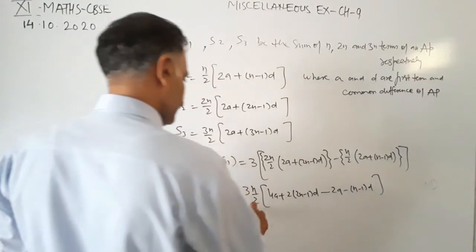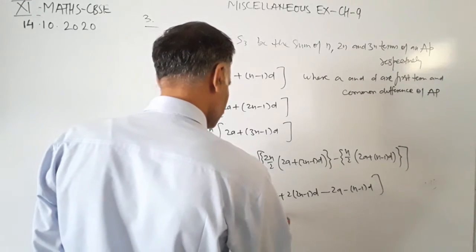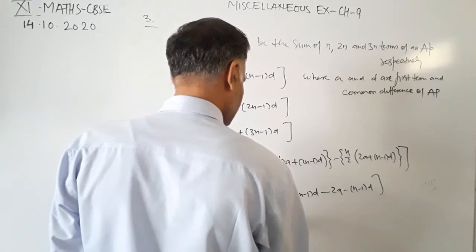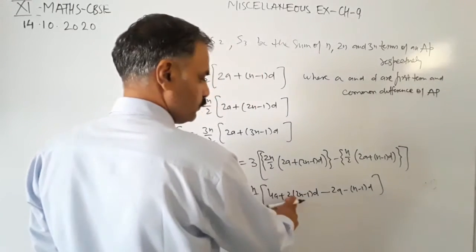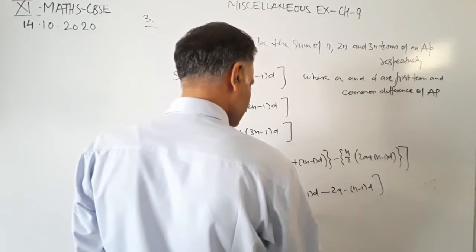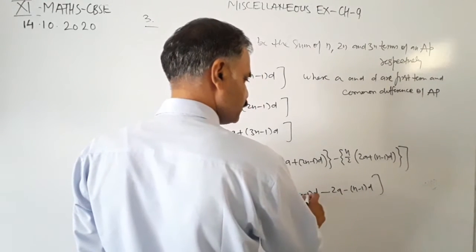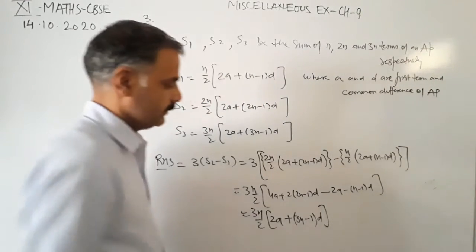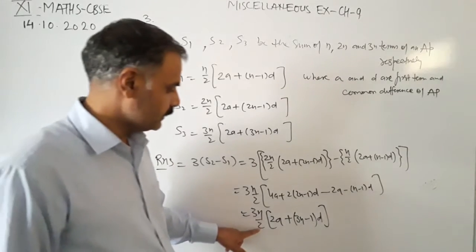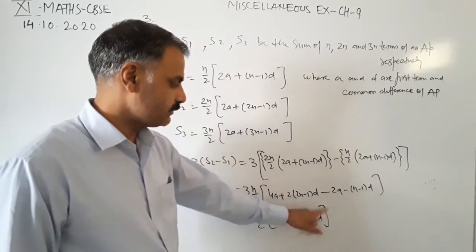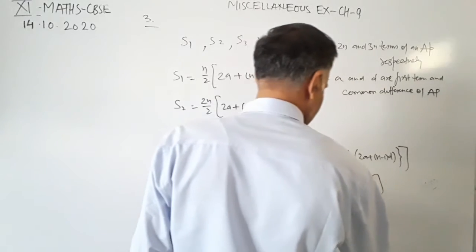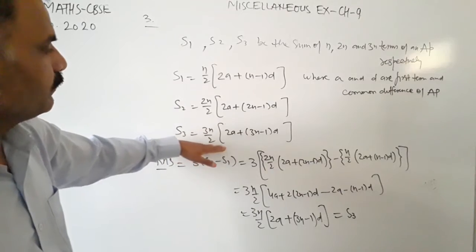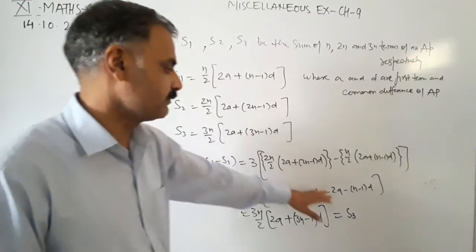So solving for a and b, 3n by 2 into 4a minus 2a, that is 2a, plus 4n minus n, 3n, minus 2 plus 1, minus 1 into b. Okay. So 3n by 2, 2a plus 3n minus 1 into b, and this is S3. S3 equal to 3n by 2, 2a plus 3n minus 1 into d.